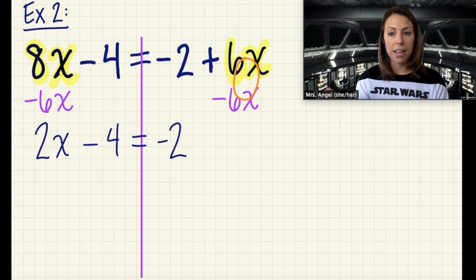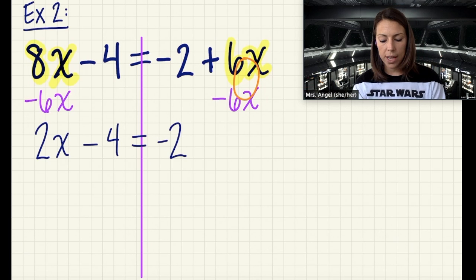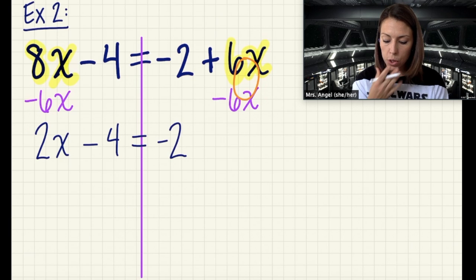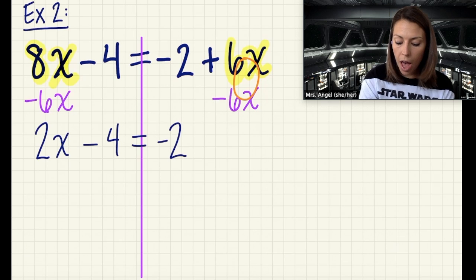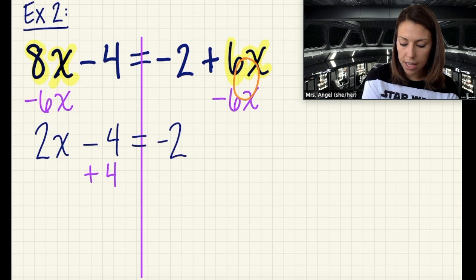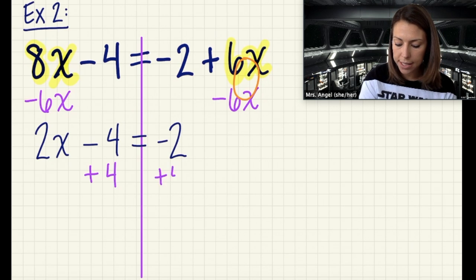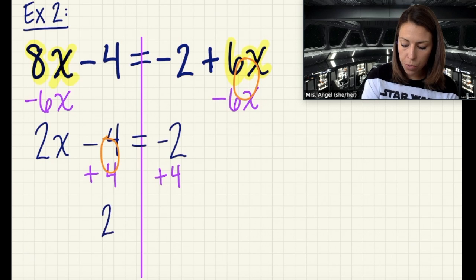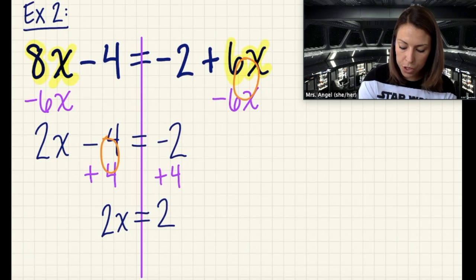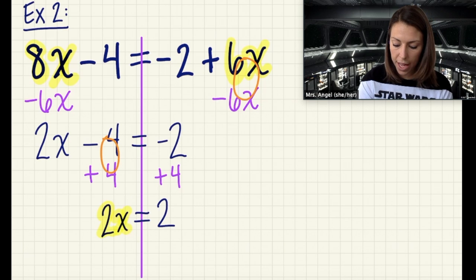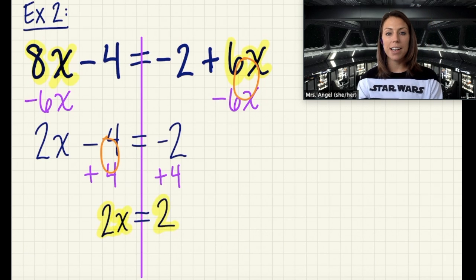I have now gotten the right side of the equation down to a single term, but the left side of the equation still has 2 terms. So noticing that the right side is an integer, -2, I'm going to make a 0 term out of the -4. Add 4 to both sides, 0 term, and now I'm down to 2x equals 2, and look at that, I have accomplished my goal. I am down to a single term on the left, 2x, and a single term on the right, 2.